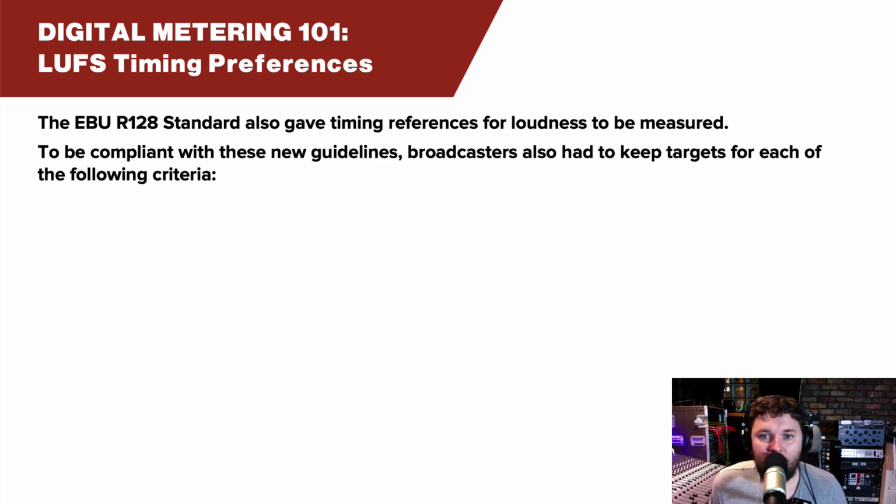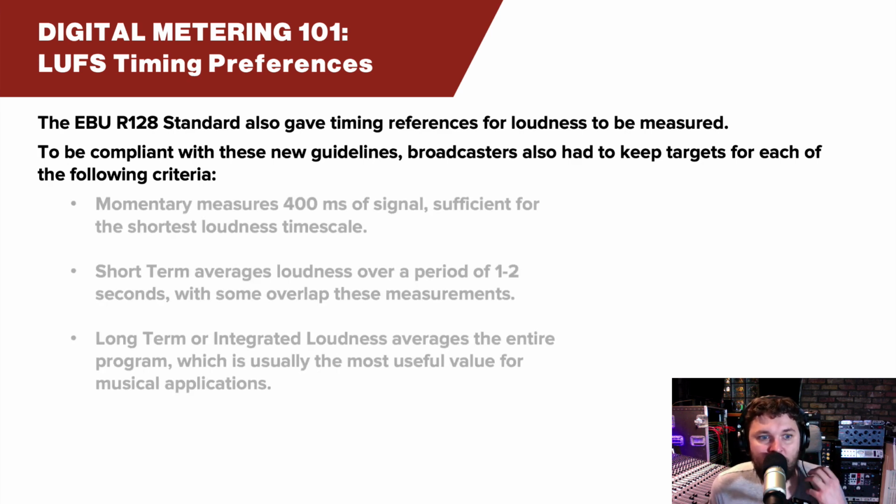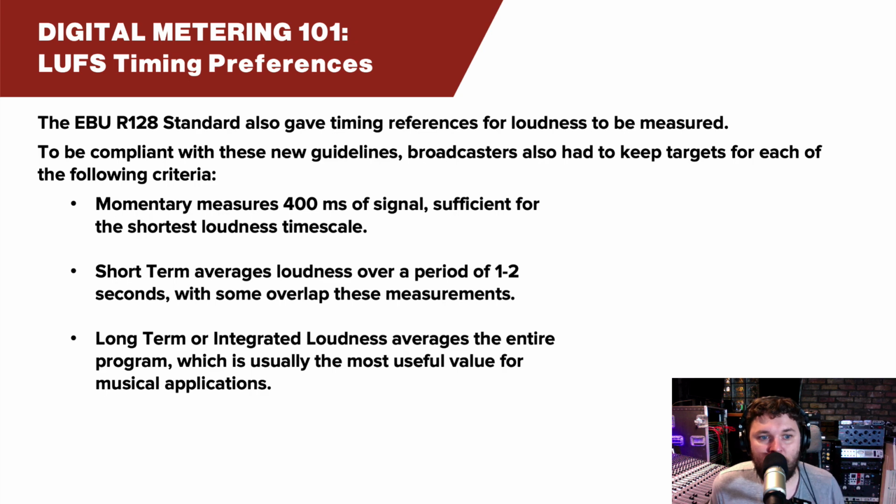The three different timing references they give are a momentary measurement, which is 400 milliseconds averaging, the short term, which is averaging over 1 to 2 seconds, and the long term or integrated loudness. This is the loudness over the whole period that the piece is playing. This is the one that you typically use when you're producing music, where generally you're dealing with audio only, and it's not attached to some sort of visual or sound effect.